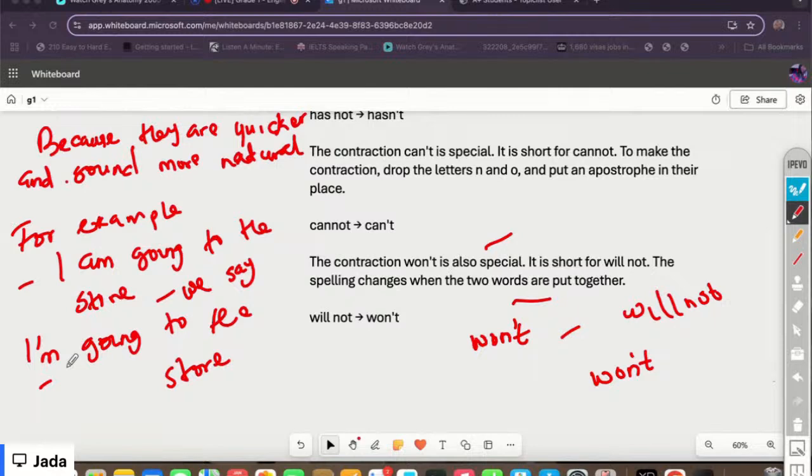Okay, Tenny. So yeah, that's it for contractions. They're very quick and natural. Okay?